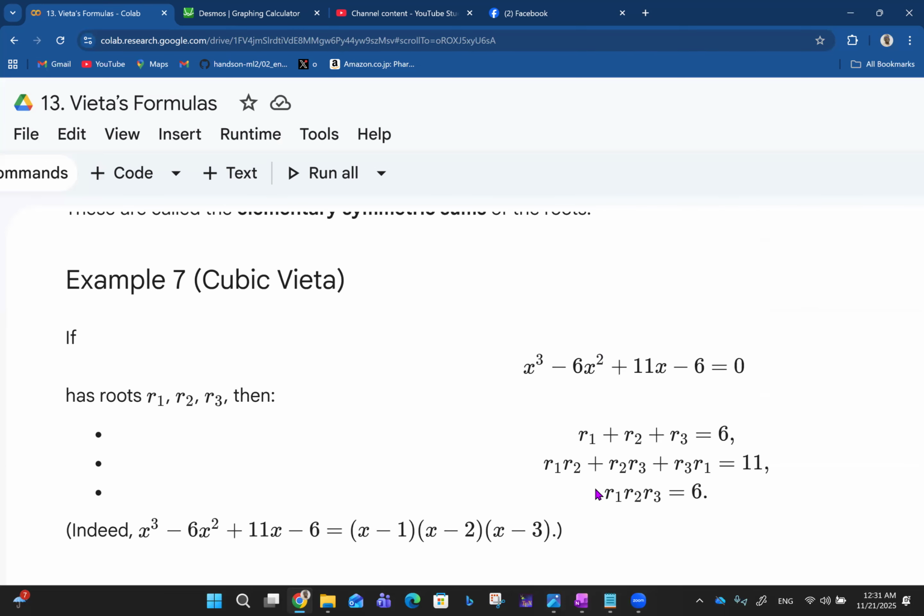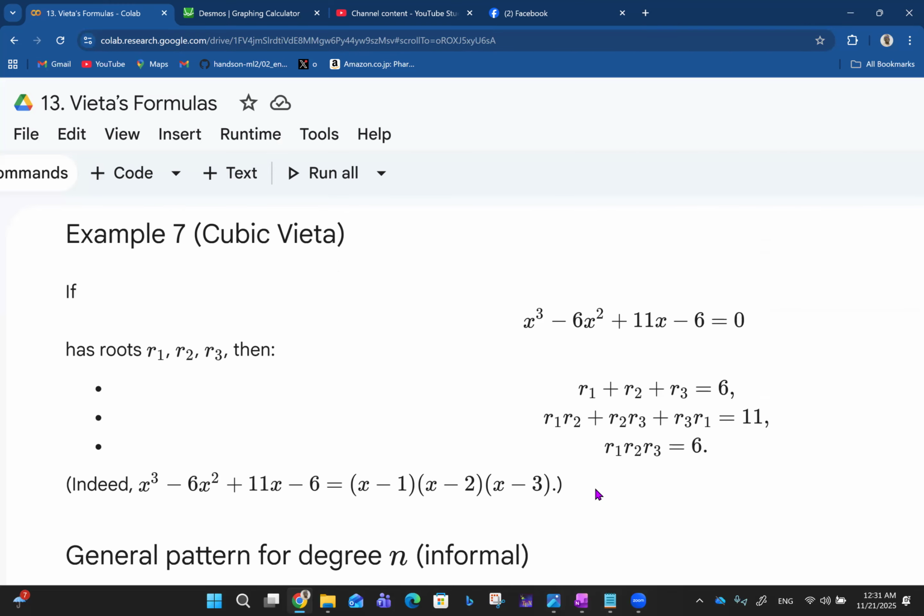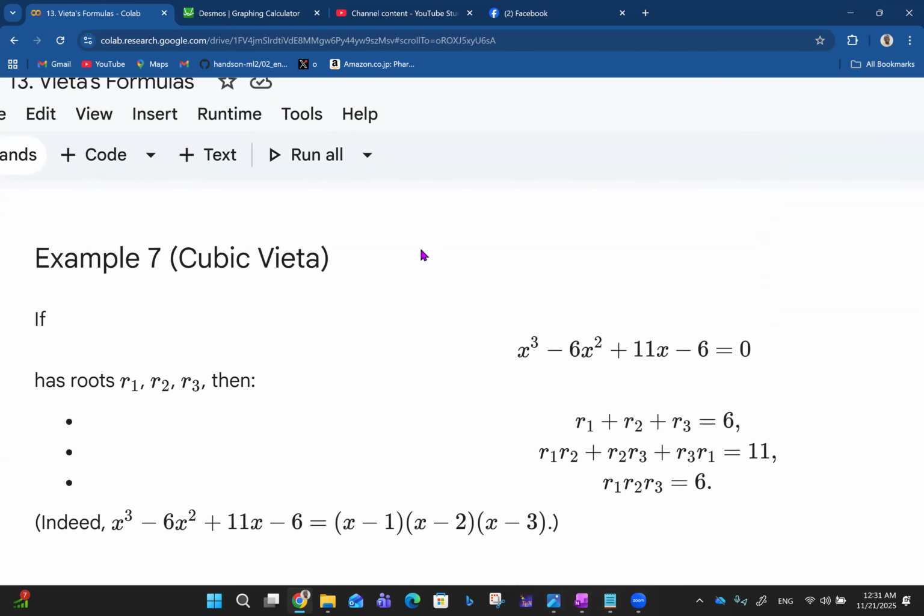So we have a nice example here. Cubic Vieta. If x cubed minus 6x squared plus 11x minus 6 is equal to 0 has roots R1, R2, R3, then we can say that R1 plus R2 plus R3 will simply be equal to minus B over A. That's minus minus 6 over 1, and the answer is 6 here. Then R1R2 plus R2R3 plus R3R1 will just be 11. And then the next one, R1R2R3 equals minus D over A. So that's minus minus 6 over 1, and that is going to be 6 again. So indeed, we have that.